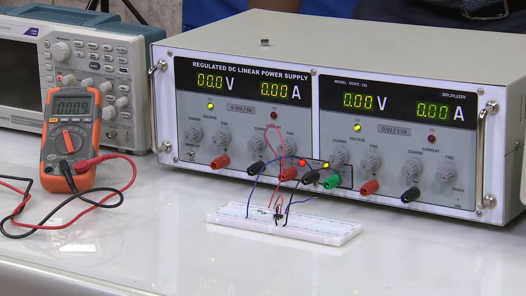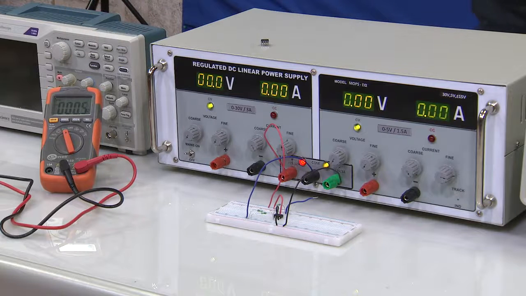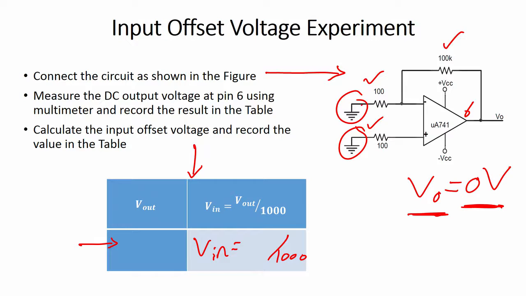If we get 7.6 millivolts, whatever we have obtained using the multimeter, and I put the same value in the table which is on the screen, then I can write 7.6 divided by 100, and that will be my Vin. That means this much voltage at the input I have to apply to make my output 0, easy, right. So, now you can do these experiments at home. What experiments? Input bias current, input offset current, input offset voltage.